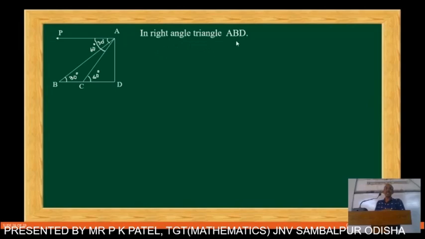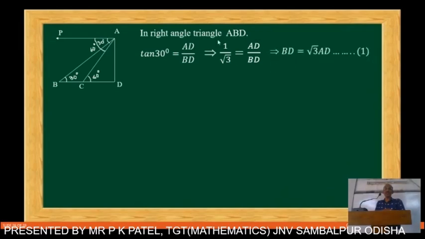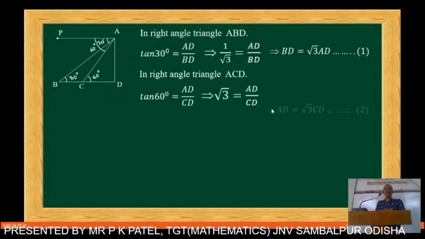In right angle triangle ABD, tan 30 equals AD by BD, and here tan 30 is 1 by root 3. So by cross multiplying, BD equals root 3 AD. That is equation 1. In right triangle ACD, tan 60 equals AD by CD, opposite side by adjacent side, and tan 60 is root 3, so AD equals root 3 CD. That is equation 2. AD equals root 3 CD.